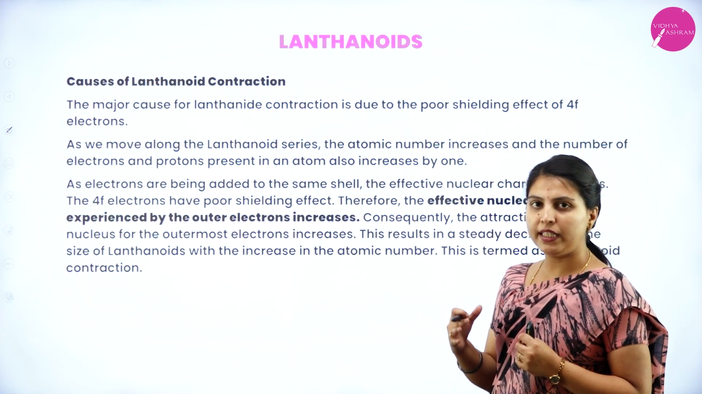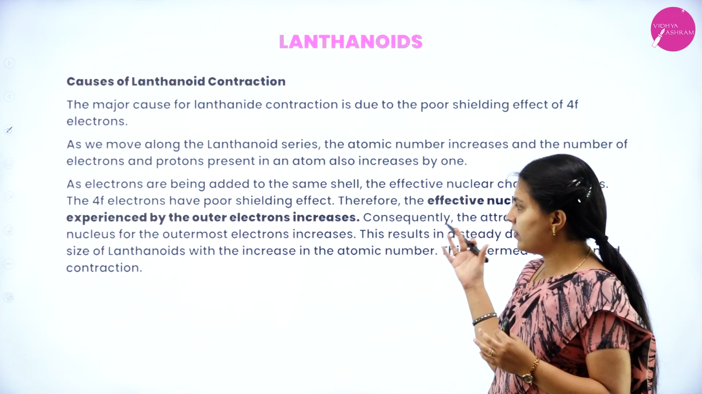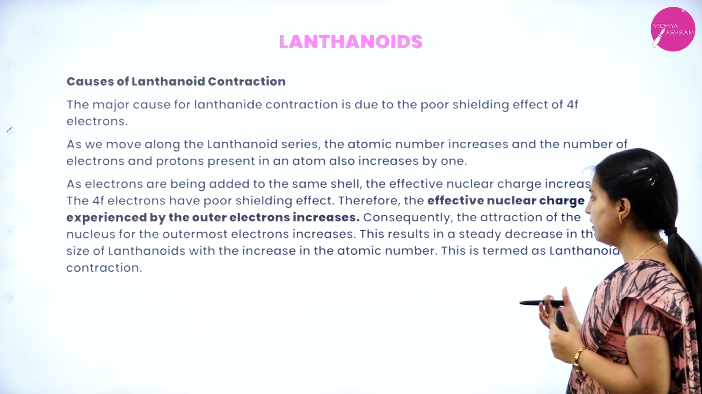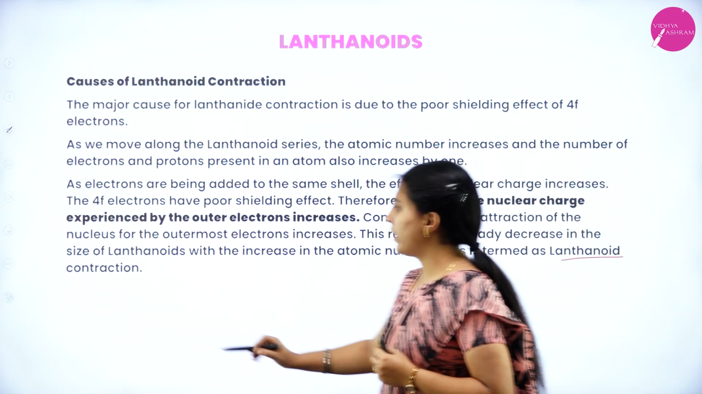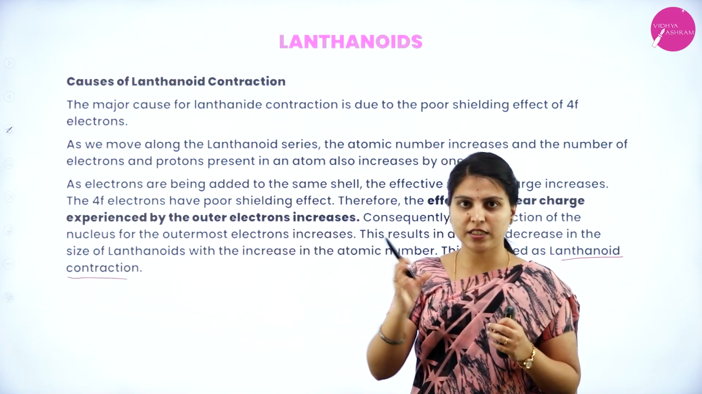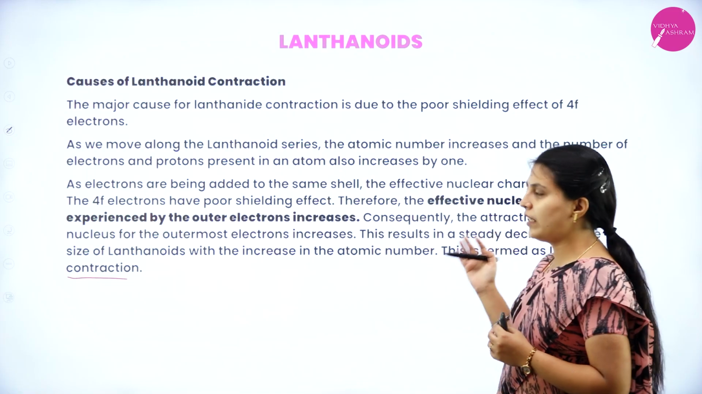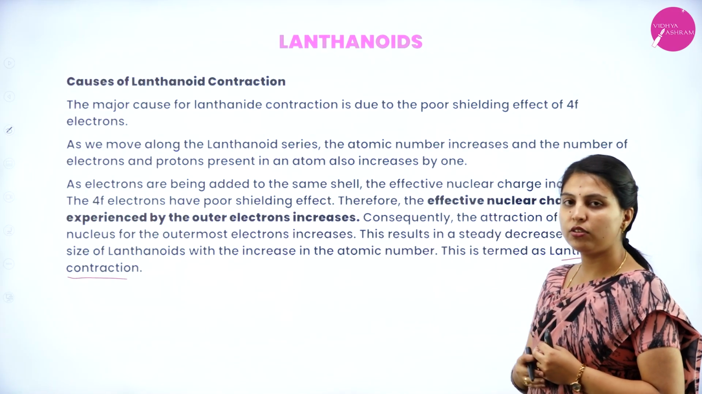So, by that attraction of the nucleus for the electrons, the size of lanthanoids will gradually decrease with increase in atomic number. This is termed as lanthanoid contraction. Contraction means reduction of size. Here the lanthanoid size will be contracted, so it is called contraction.